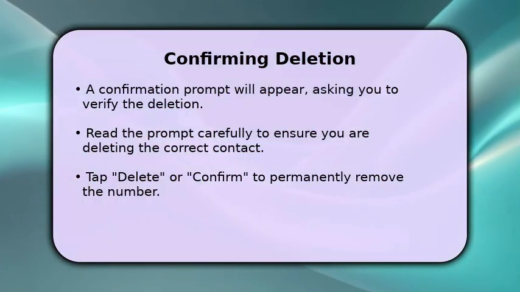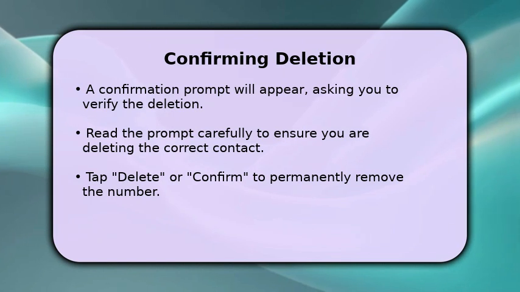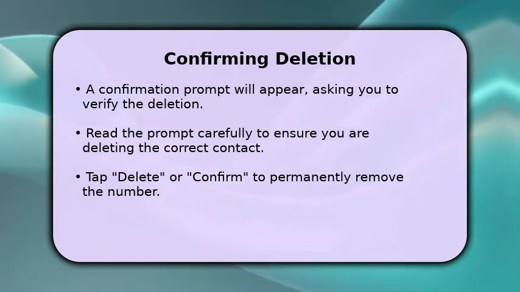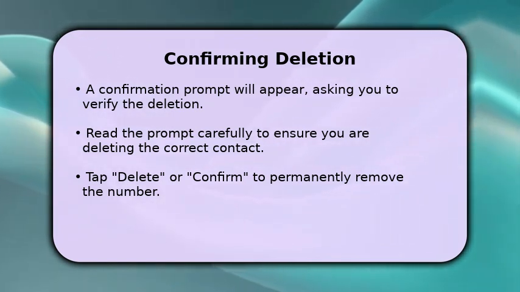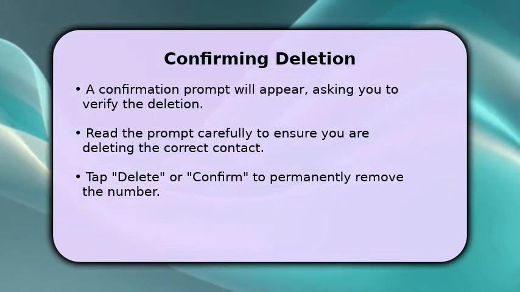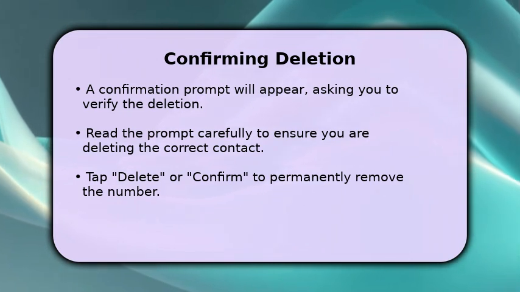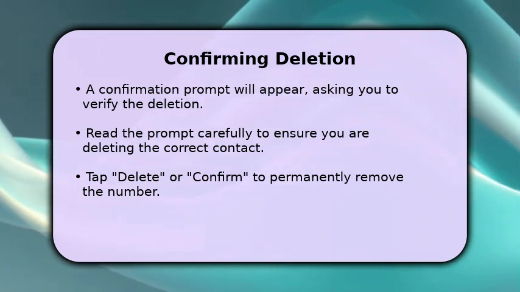After selecting the Delete option, your phone will almost always ask for confirmation. This is a safety measure to prevent accidental deletions. A pop-up message will appear, typically asking, "Are you sure you want to delete this contact?" or something similar. Carefully read this message to ensure you are indeed deleting the correct entry.